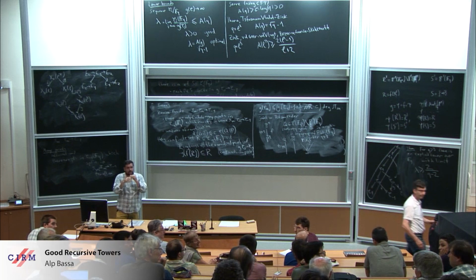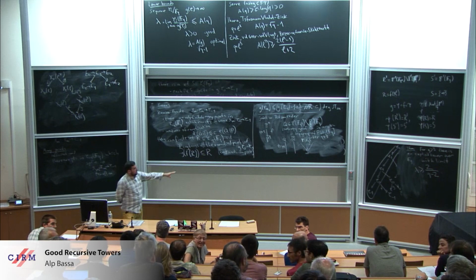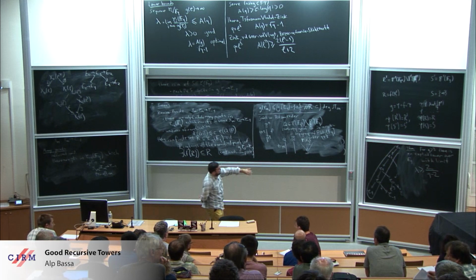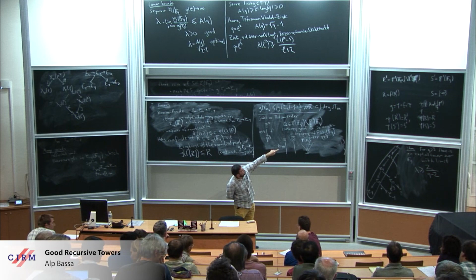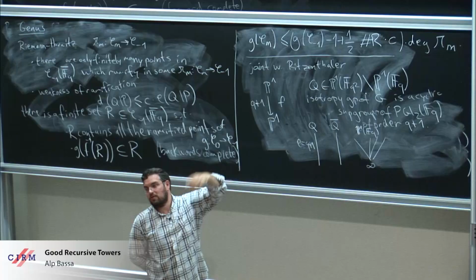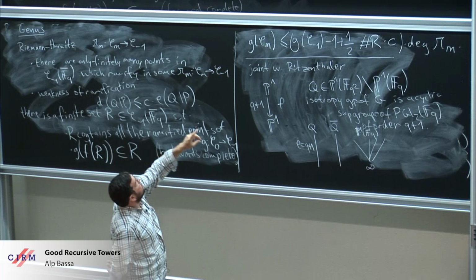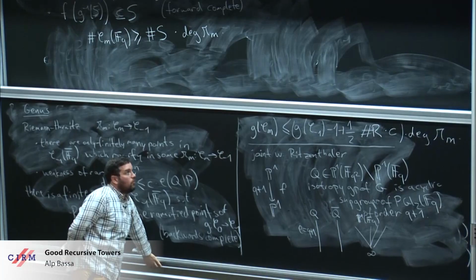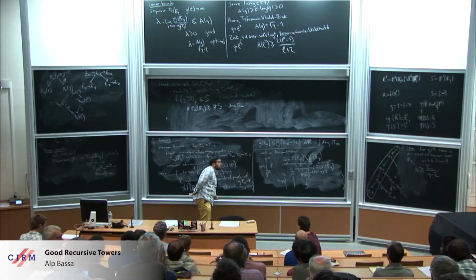How do you construe the difference? So in this case, it's only tamely ramified. You ensure that the points that ramify will only be those in the set R prime over there, and all of them will be tamely ramified. So in this inequality that I've written, the C will in fact be 1 in all the cases. So this is really a very simple tower. There is no wild ramification going on, nothing.